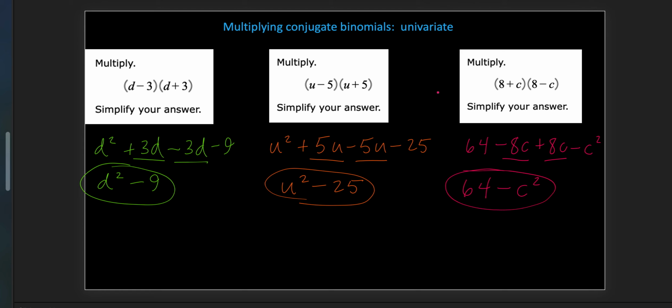And you can see a pattern in these as well. With these problems, we had d minus 3 times d plus 3, u minus 5 times u plus 5. You see that there's what's called the conjugate, the opposite, 8 plus c times 8 minus c, and look at how the answers came out. They all have subtraction signs, and the middle term canceled out. There's just no middle term. So they all equal binomials. When we see patterns like this, it helps us to go backwards and factor, which we would usually do next in a math course.